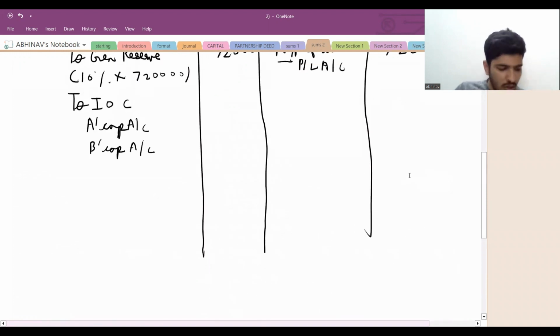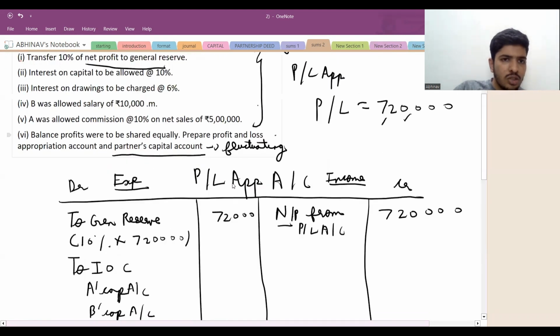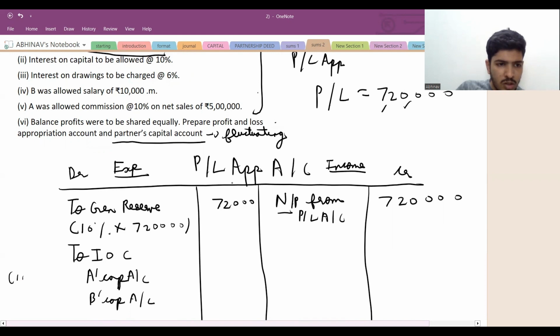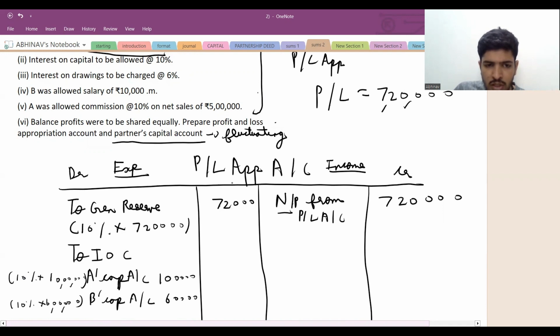So A will be charged how much? 10%, right? So 10% of 10 lakhs and 10% of 6 lakhs. Write it in the inner column first, separately for A and B. So 10% of 10 lakh is 1 lakh and 10% of 6 lakh is 60,000. Once you write it in the inner column, you add the total and write it in the outer column.